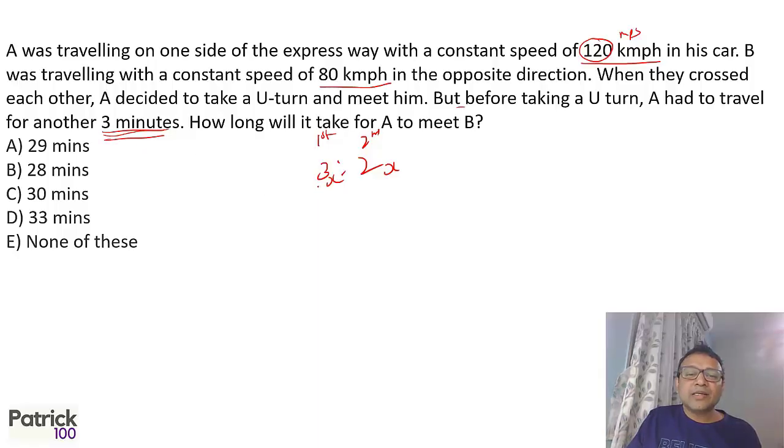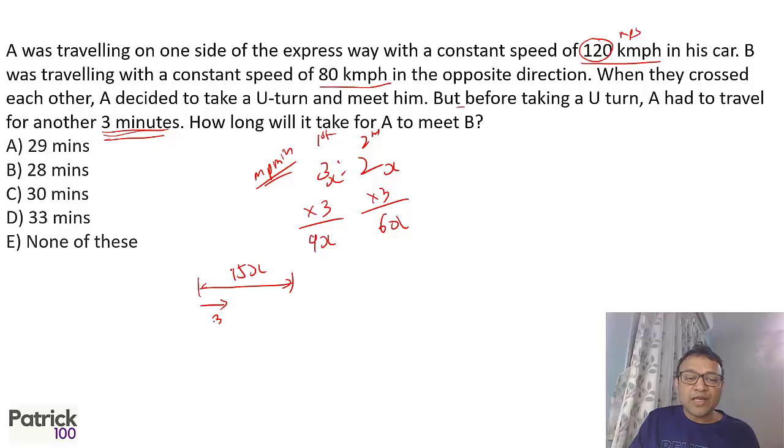Let's say this is 3x and 2x meters per minute. So in 3 minutes, he has traveled 3 into 3, which is 9x. The second one has traveled 6x. And they travel in opposite directions, remember that. So the distance between them now is 15x. Now they are going in the same direction, the first one at a speed of 3x, the second one at a speed of 2x, so the relative speed is x. So time taken is distance upon relative speed, which is 15 minutes. So total time taken will be 15 plus 3, 18 minutes. None of these.